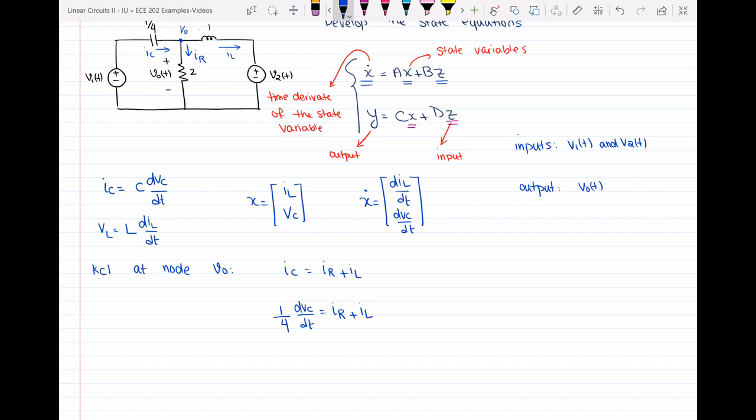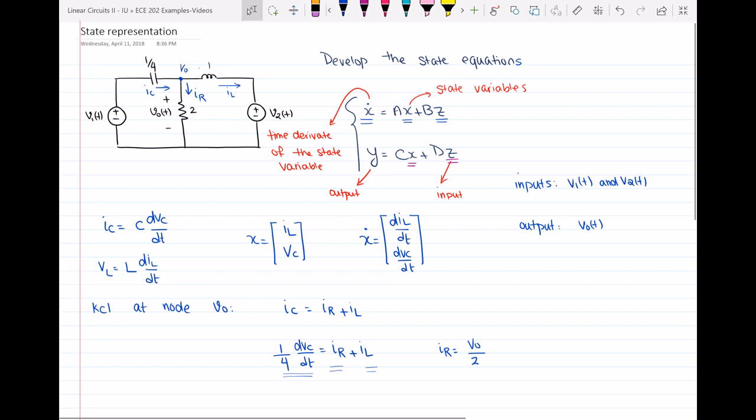So let's see if we are ready to put this equation in the state representation. dVc over dt, the time derivative of one of my state variables, is dependent on IR and IL. IL is my state variable, so we're good, but IR is not my state variable. It's neither my state variable nor my input, so I have to get rid of it. Let's see what IR is equal to. IR is the current passing through the resistor, and I can clearly say that it is equal to VO over 2, right? Now, if I substitute IR by VO over 2, we're still not done, because then I have the time derivative of Vc in terms of the output and the state variable, while I need it to be in terms of the input and the state variable.